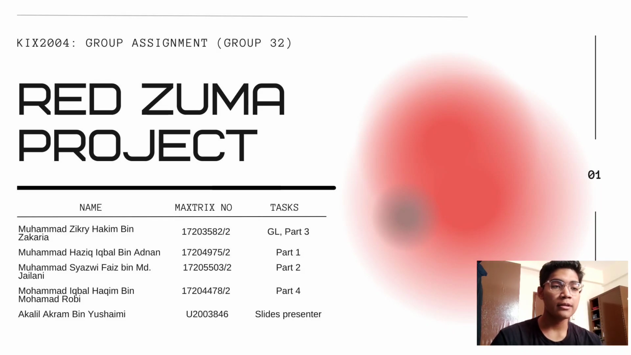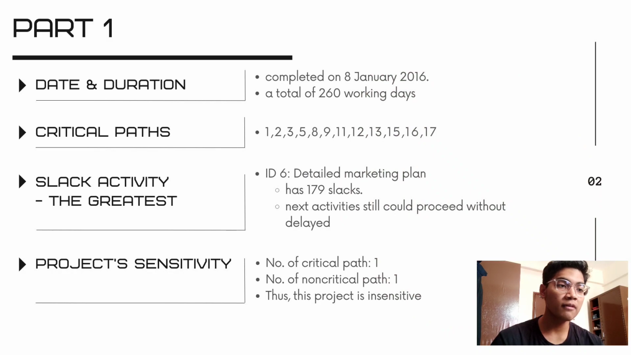For part 1, there is a date and duration: the project is completed on 8 January 2016, a total of 260 working days. The critical path is 1, 2, 3, 5, 8, 9, 11, 12, 13, 15, 16 and 17. The activity with the greatest slide is ID6, the detailed marketing plan, which has 179 slides. The next activity could not proceed without delay. Lastly, for project sensitivity, the number of critical paths is 1 and the number of non-critical paths is 1. Thus the project is insensitive.